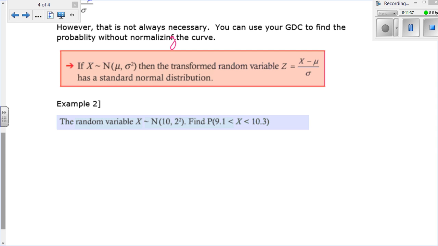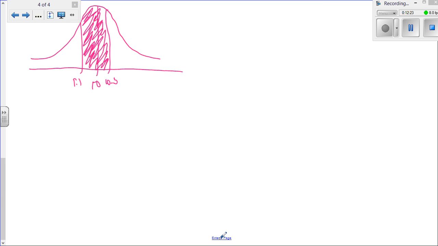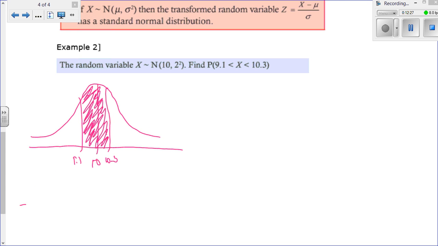So we have the random variable x, which is normally distributed. My mean is 10, my standard deviation is 2, and I'm trying to figure out when my probability is between 9.1 and 10.3. So if I draw a picture of that, since my mean is at 10, 9.1 will have to be over here somewhere. And then 10.3 would be above there a little bit. So this is really the area that I'm looking for. But I want to figure out what my z-scores are. So z is equal to 9.1 minus mu, which is 10, over the standard deviation, which is 2.